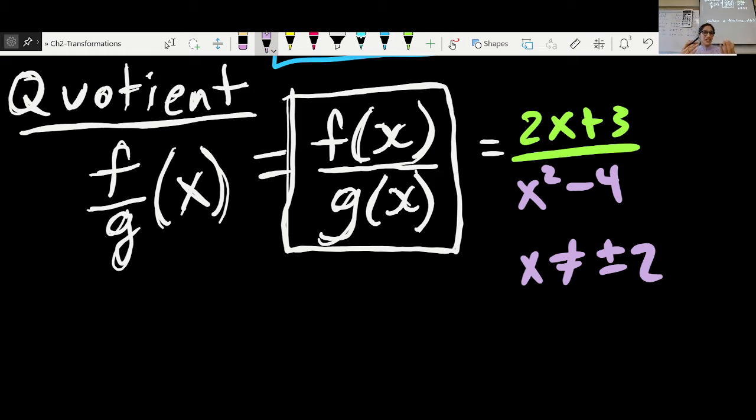If I change these and I made f of x like 1 over x, but the final answer ended up being like a linear function, for example, I still would have to say x cannot be 0 because of that initial 1 over x. Does that make sense? So you have to look at the domain of the initial two functions and the new one, and you have to find a domain that meets all the restrictions for all three of those things.